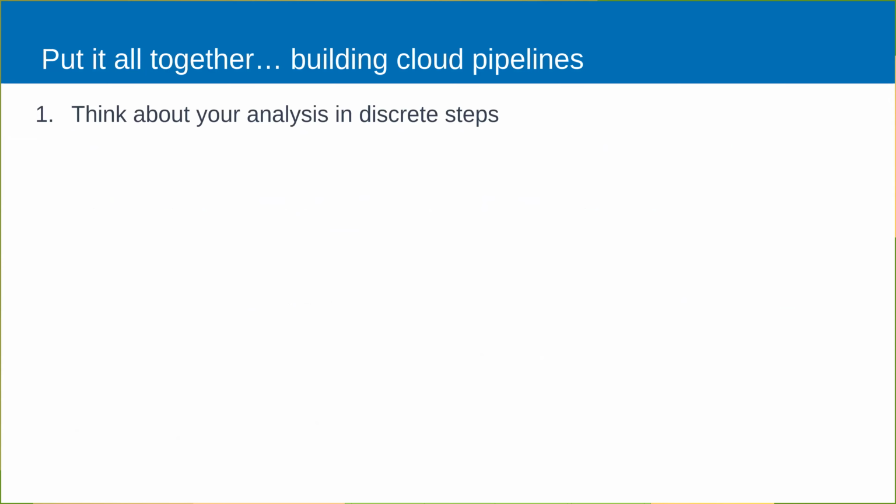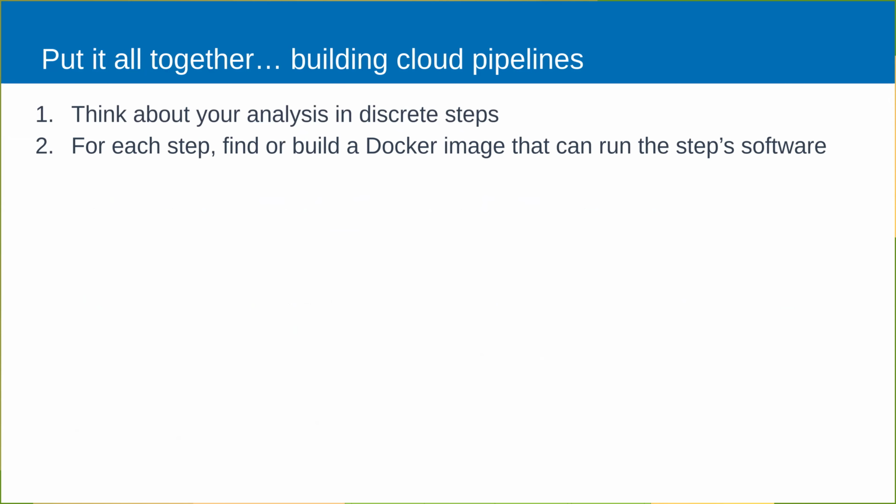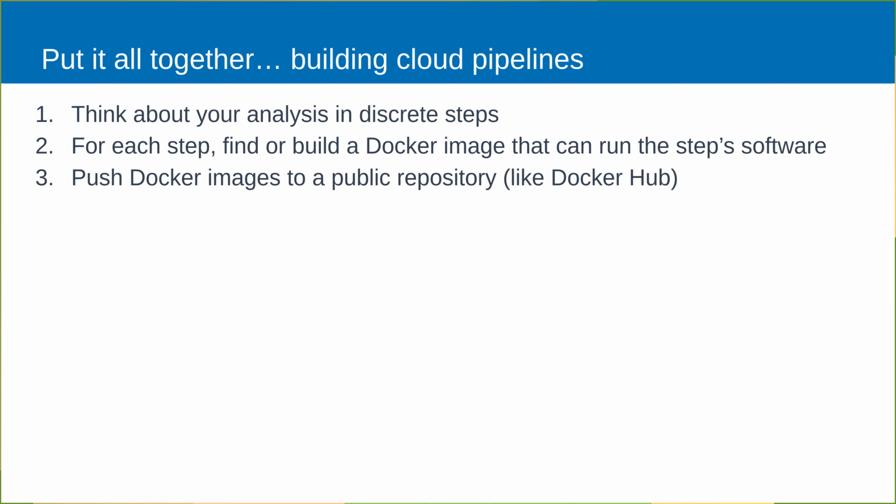So putting it all together, you want to think about your analysis in discrete steps. In WDL, you want to create an overall workflow, but you also want to think about the individual tasks in that workflow. You'll want to find pre-existing Docker images that can run each individual step. I think you learned also that it may be useful to build Docker images using official images that are well maintained. Afterwards, after customizing those Docker images, you may want to push them to a public repository like Docker Hub or Quay.io, so others can use them or Terra can use them.